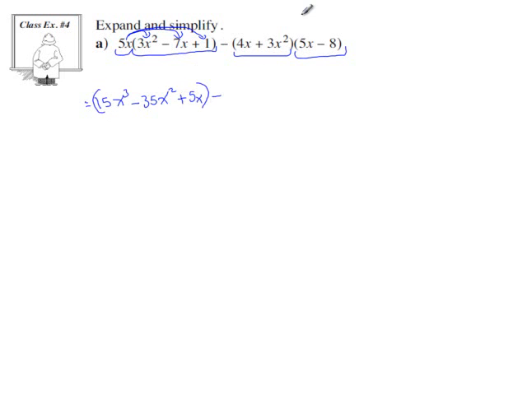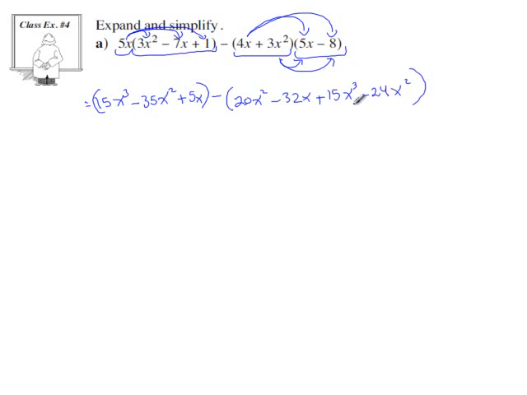Then I'm subtracting this whole group here, so put brackets around it. 4x times 5x, 4 times 5 is 20, x times x is x squared. 4x times negative 8 is negative 32x. 3x squared times 5x, 3 times 5 is 15. X squared times x is x cubed. And 3x squared times negative 8 is negative 24x squared.